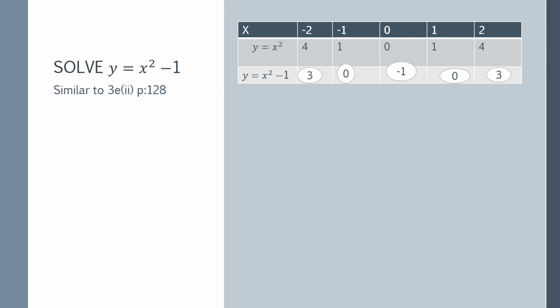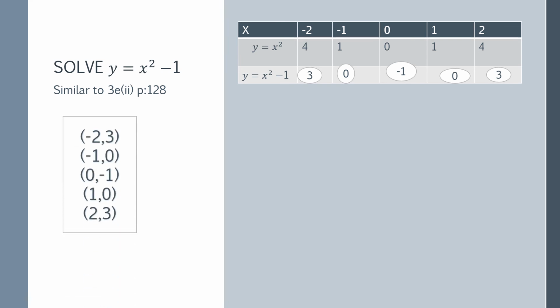Now, how can I notice the vertex of the parabola that I want to draw? The vertex is when x is equal to 0. So when x is equal to 0, y is negative 1. So that's the vertex of our parabola.